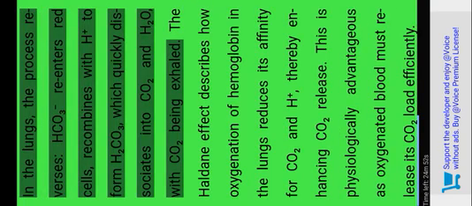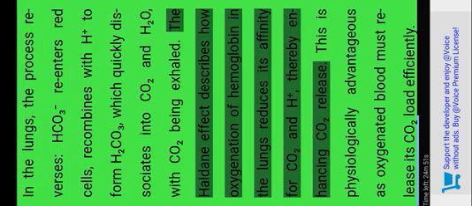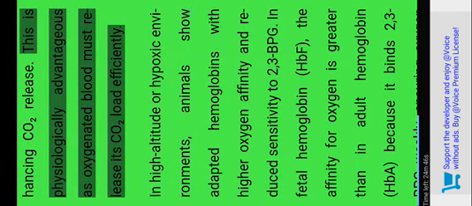In the lungs, the process reverses. HCO₃⁻ re-enters red cells, recombines with H⁺ to form H₂CO₃, which quickly dissociates into CO₂ and H₂O, with CO₂ being exhaled. The Haldane effect describes how oxygenation of hemoglobin in the lungs reduces its affinity for CO₂ and H⁺, thereby enhancing CO₂ release. This is physiologically advantageous as oxygenated blood must release its CO₂ load efficiently.